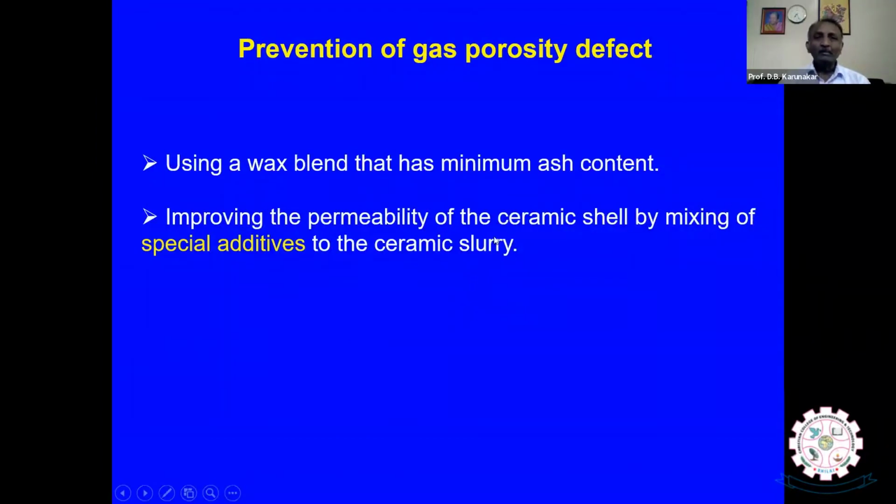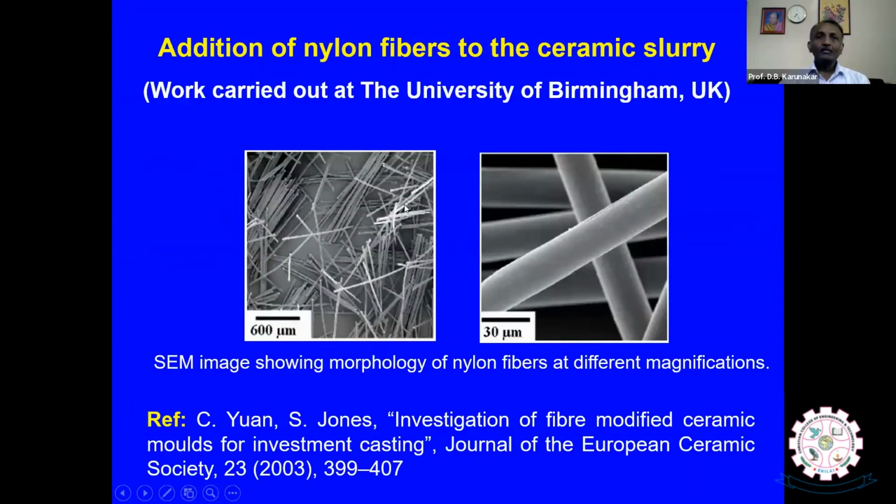And improving the permeability of the ceramic shell by mixing special additives into the ceramic slurry. What are those special additives? This was the work done by researchers in Korea. Actually, they belonged to Korea, but they are currently working in a UK university. The title of their paper is Investigation of the Fiber Modified Ceramic Molds for Investment Casting Process. This was published in the Journal of the European Ceramic Society in the year 2003.